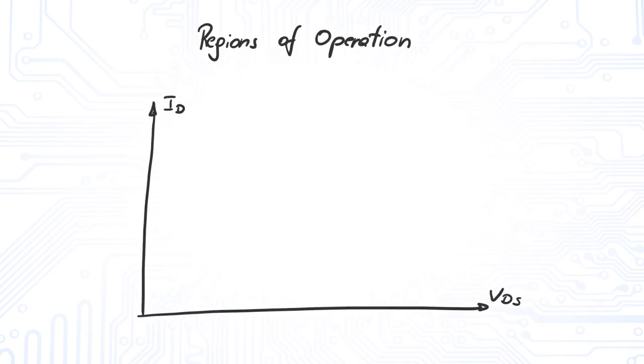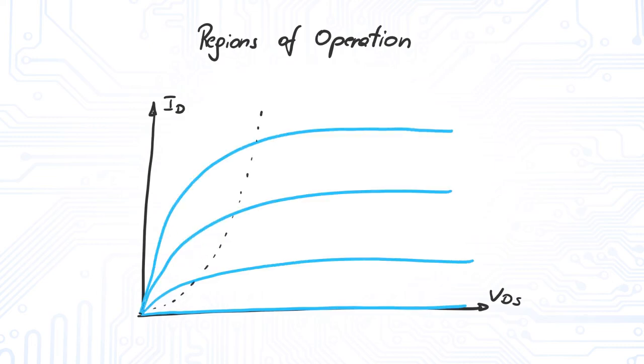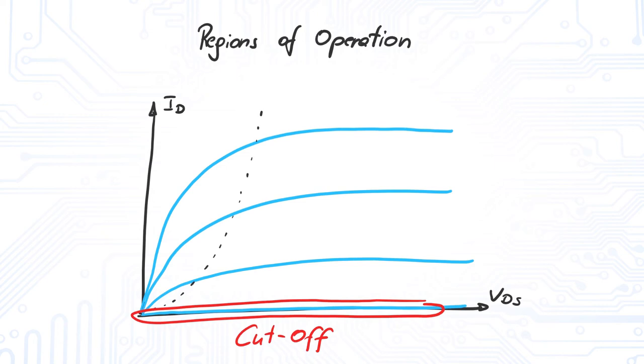All of them can be identified in the output characteristic. There's the cutoff region where no current is flowing, the saturation region in which a transistor behaves like a current source, the Ohmic region with its somewhat resistor-like behavior. As the transistor's behavior changes from one region of operation to the other, so do the formulas.